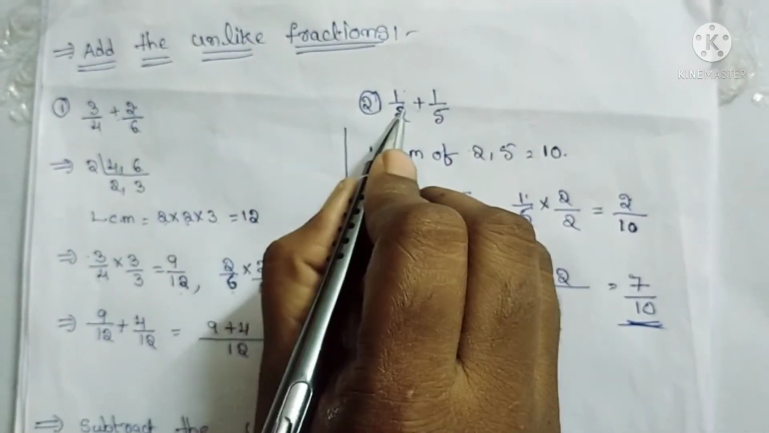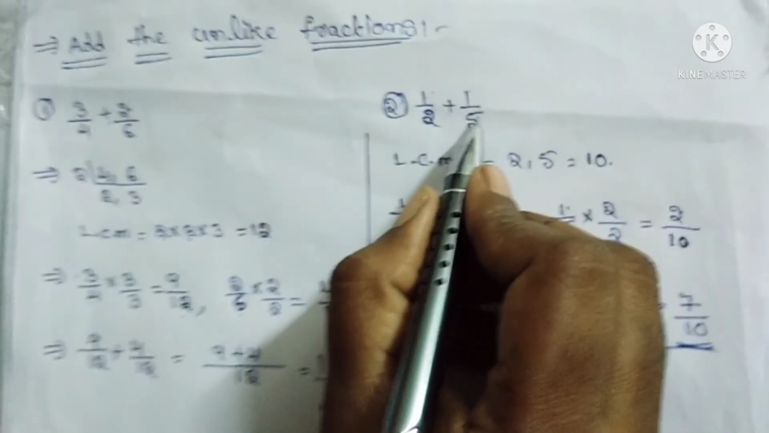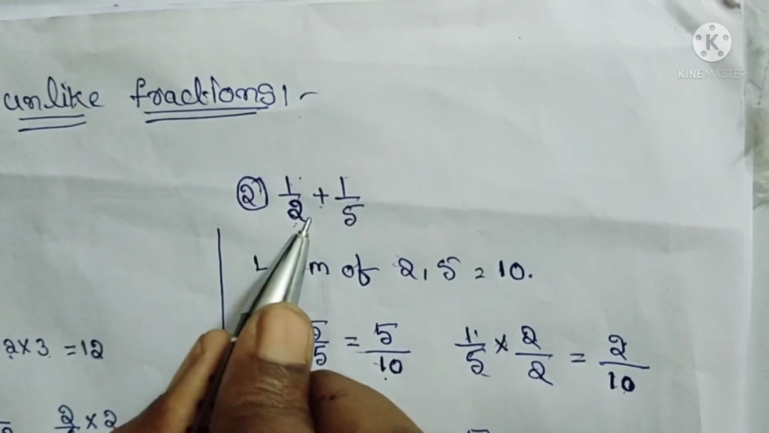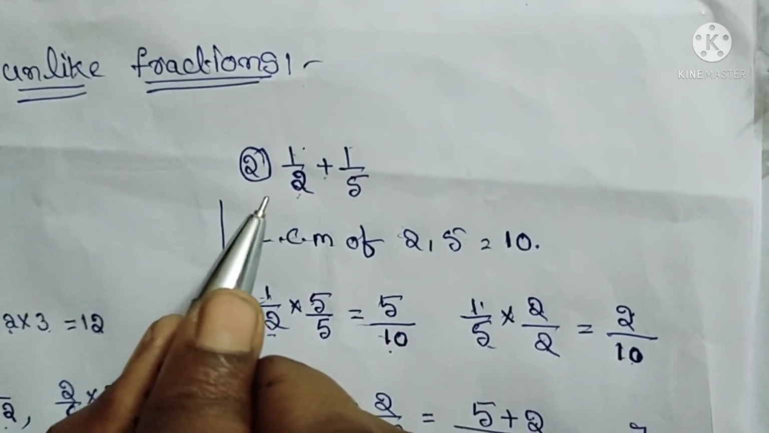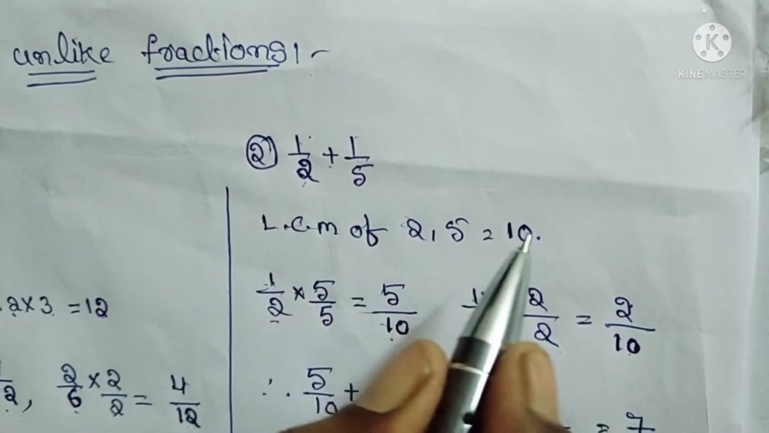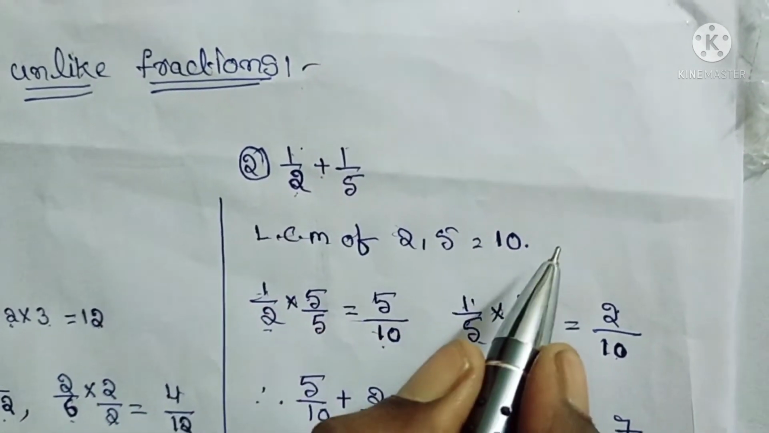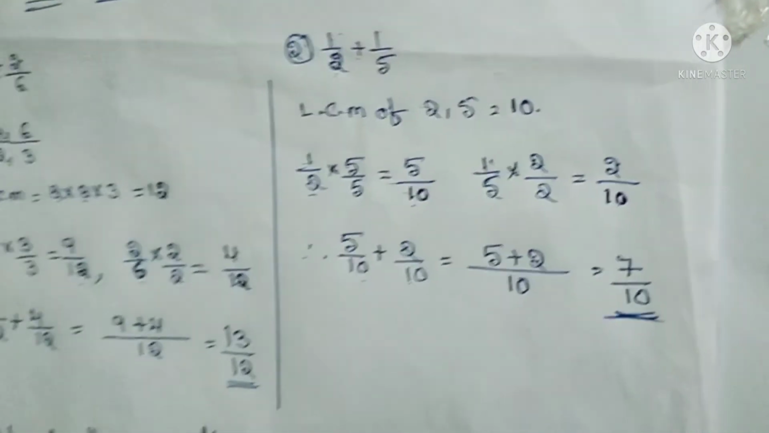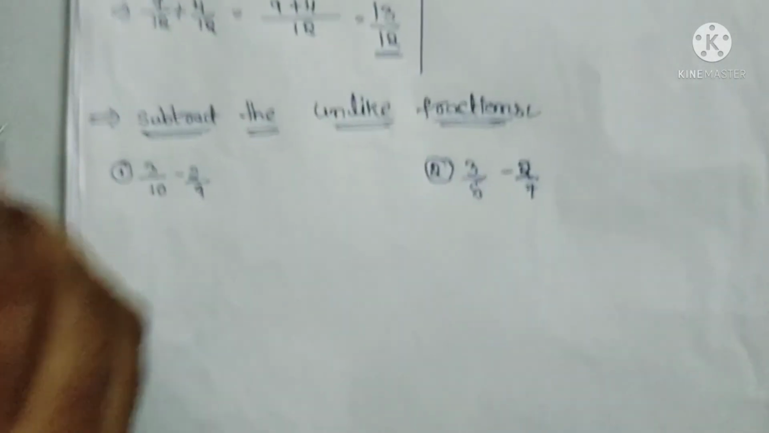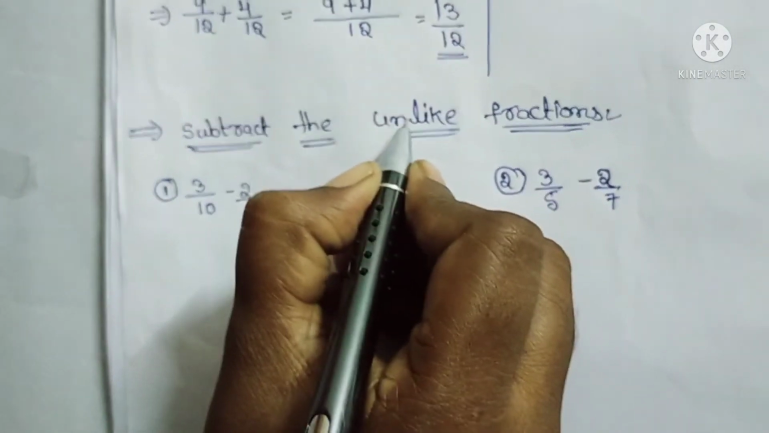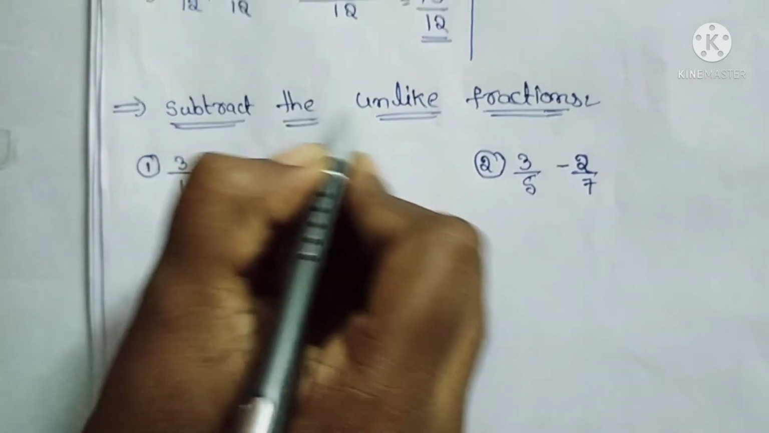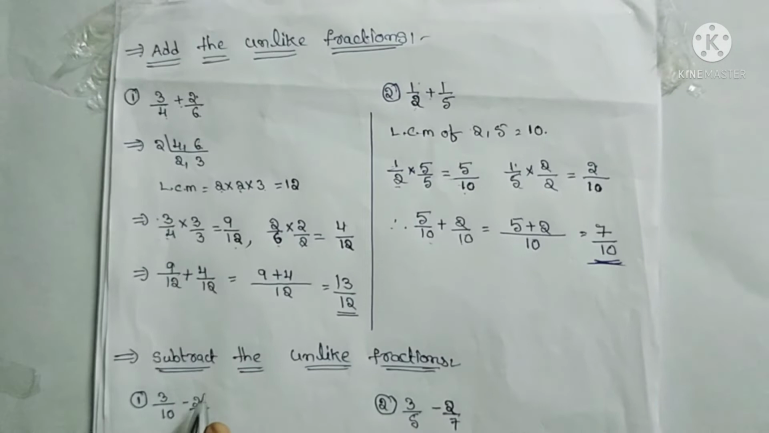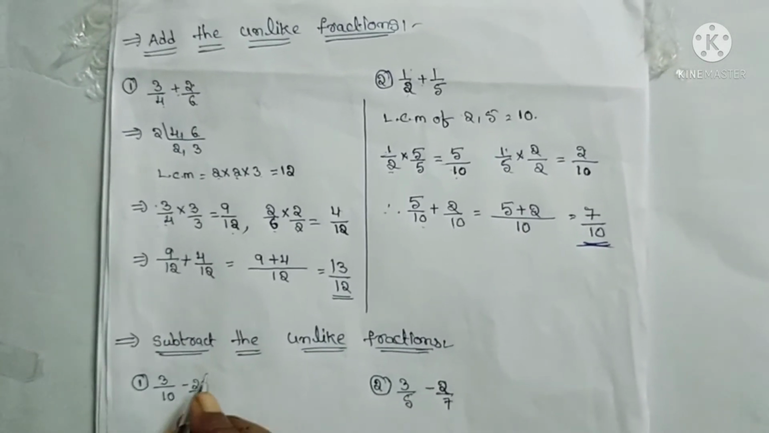To solve the unlike fractions, first we take the LCM of the denominators, and second, we change them into equivalent like fractions to solve the problems. Similarly, we can subtract the unlike fractions.